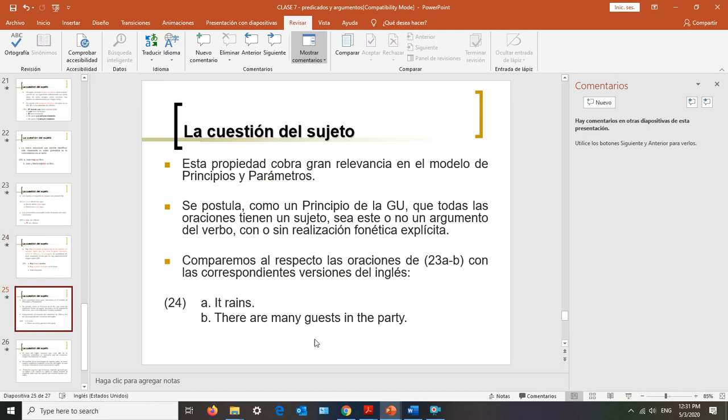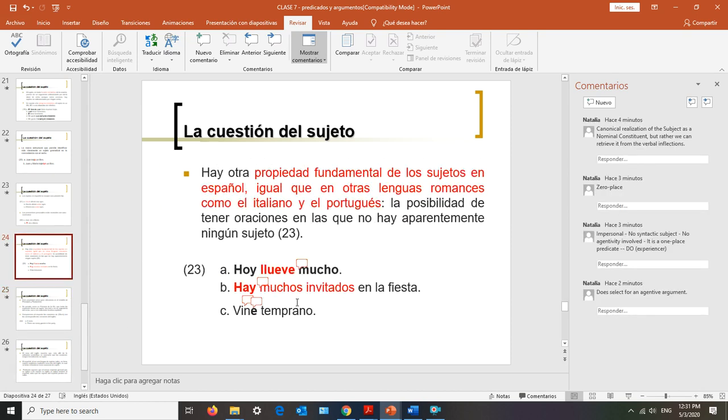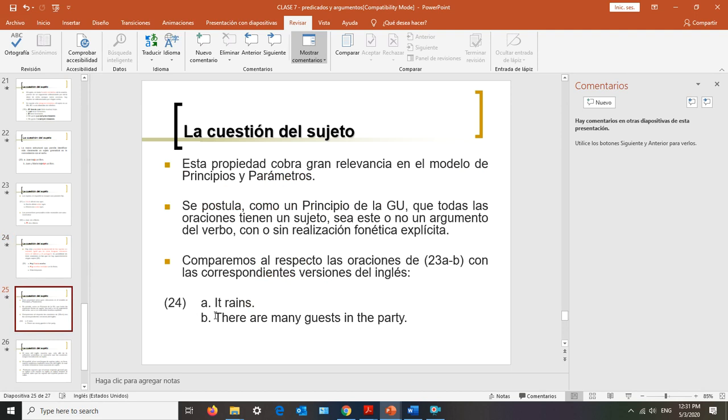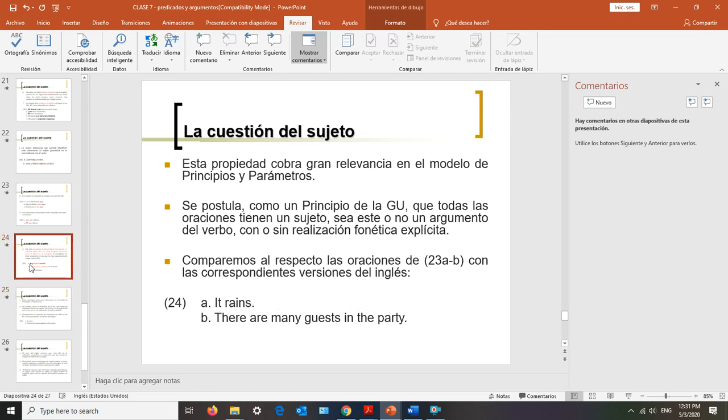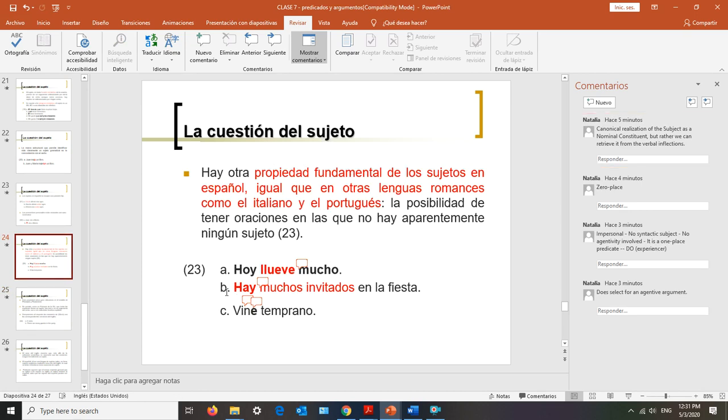And there are many guests in the party. We have many guests in the party. And then we have the obligatory, as we do have muchos invitados en la fiesta in Spanish, but then we have this obligatory employment of the grammatical subject, the expletive pronoun there, and because this preverbal subject position ought to be filled in English, in contrast to what plays out in Spanish. There's nothing prior to the finite verb.